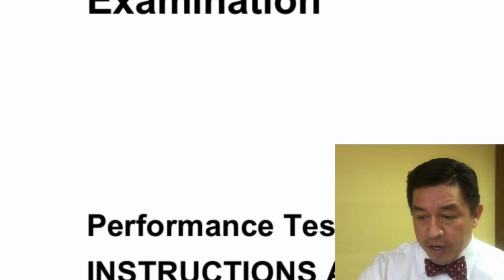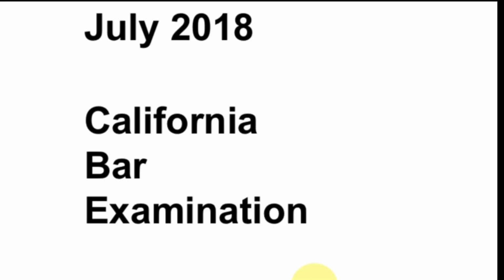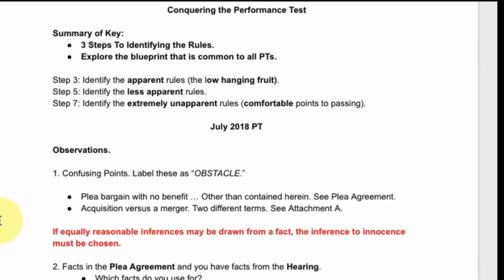So let's begin. I'm looking at this screen now, the performance test. We are going to focus on the July 2018 performance test. If you have not taken this particular exam, don't worry about it. You can still follow along, and you should. There won't be any spoilers, because all I'm showing you is how to extract those rules and elements, which you're going to do anyway. And that's where your analysis is going to be done. So we're not going to do any analysis, but we are going to focus on identifying those rules.